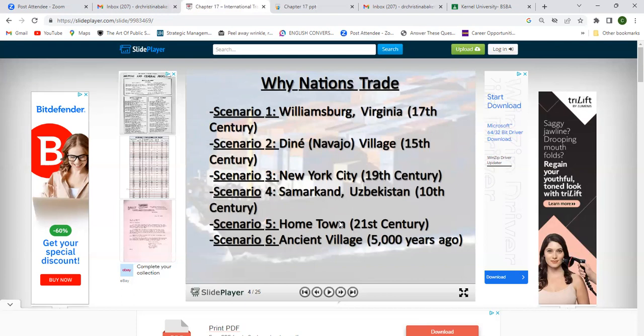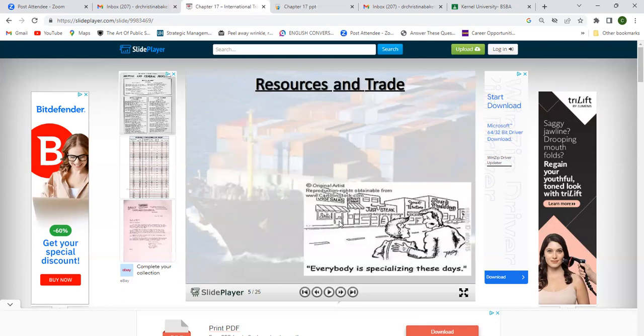There are different scenarios: Scenario 1, Williamsburg, Virginia, 17th century. Scenario 2, Navajo village, 15th century. Scenario 3, New York, 19th century. Scenario 4, 10th century. Scenario 5, hometown, 21st century. Scenario 6, ancient village, 5,000 years ago. Everybody's specializing these days.